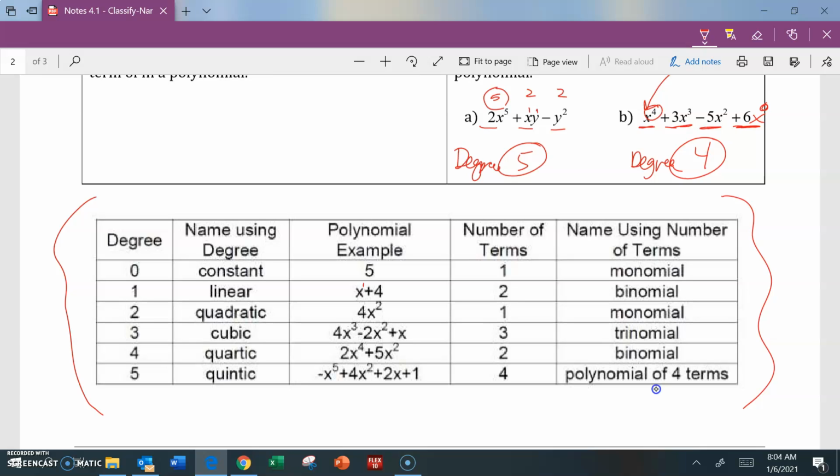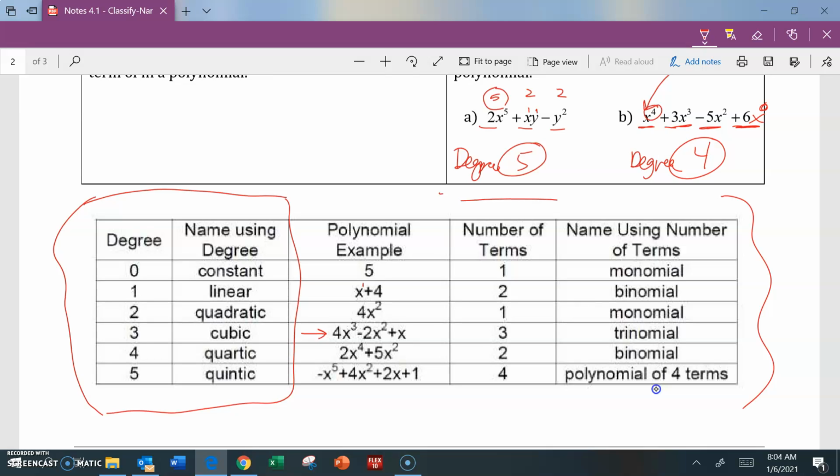From last chapter, you probably should know this, but a degree 2, 4x to the second, is called a quadratic polynomial because the highest degree we see is 2. Here, this example right here, it has degree 3 because the highest, when you put it in order, is a 3 on the exponent. That's called cubic. And then so on, we have quartic and quintic. And then if we divide this chart, this side is talking about degree, this side is talking about number of terms.